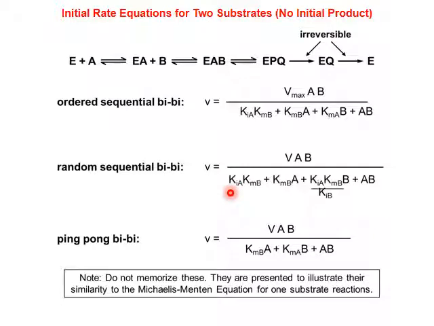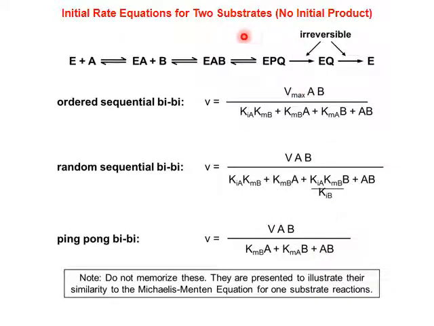All right. And another one called the ping pong mechanism, and that's actually what serine proteases are, but because B in the case of serine proteases is water, anything with B will get dropped off, and so we end up with the single substrate model that we talked about exclusively here in this topic.